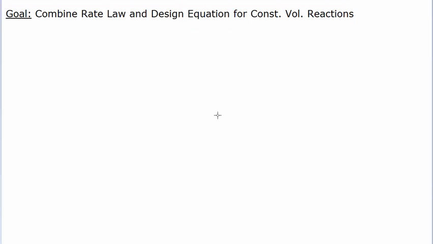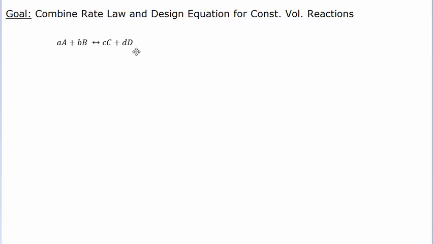Okay, so we've spent quite a bit of time talking about reactor design equations, but not so much talking about the actual rates themselves, which is still a pretty important topic in chemical engineering kinetics. So today's goal is to combine the rate laws with the design equations. So we've talked a lot about the design equations, but not a lot about rate laws. So let's look at that briefly.